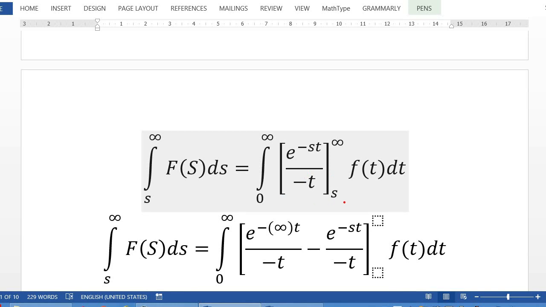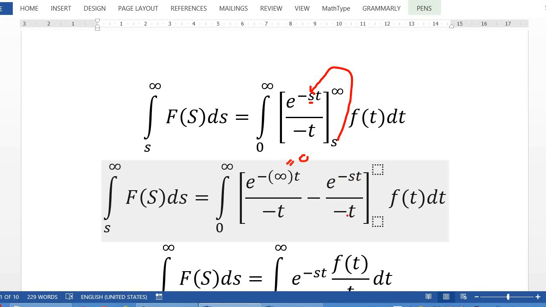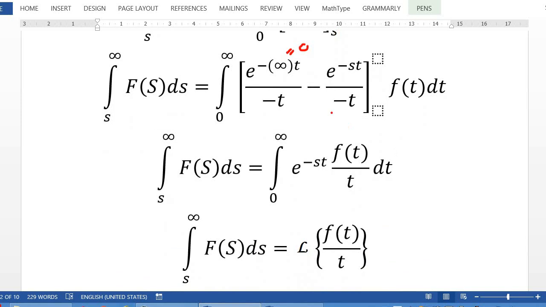So we evaluate with respect to s. Plug in the upper limit: e^(-infinity t) will be equal to 0. And then plug in the lower limit, which is equal to s. Remember we integrate with respect to s, so we put in the variable s. So this is minus, because this is a lower limit substitution. That's why you get back minus e^(-st) over negative t, and then the negative becomes positive. Outside we still have the integral with respect to t, e^(-st). So here, this becomes f(t) over t.